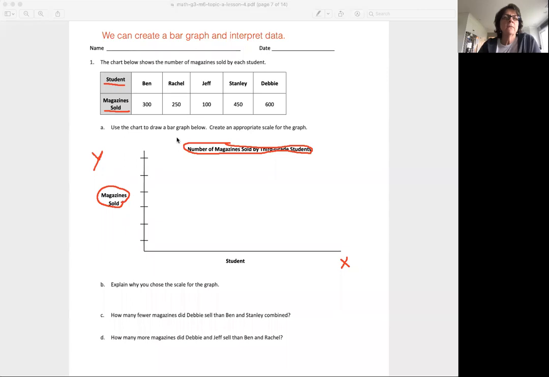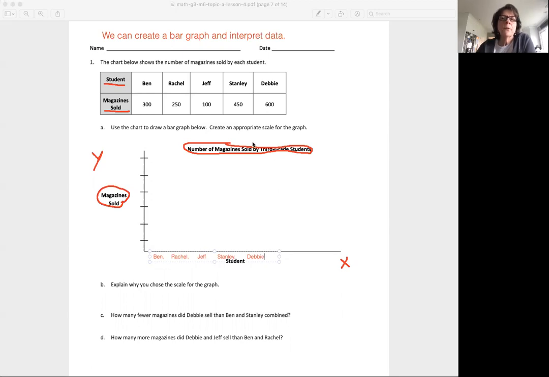So the first name is Ben. And then we would have Rachel. Skip a few spaces and have Jeff. And then I'm going to skip a whole bunch of spaces. Well, I guess I have room. I'm just afraid there wouldn't be room to write it. Stanley. You're going to have to write small on your paper, boys and girls. And then a few more spaces. We got Debbie. Okay, so we have our 5 students going across the bottom on our x-axis.